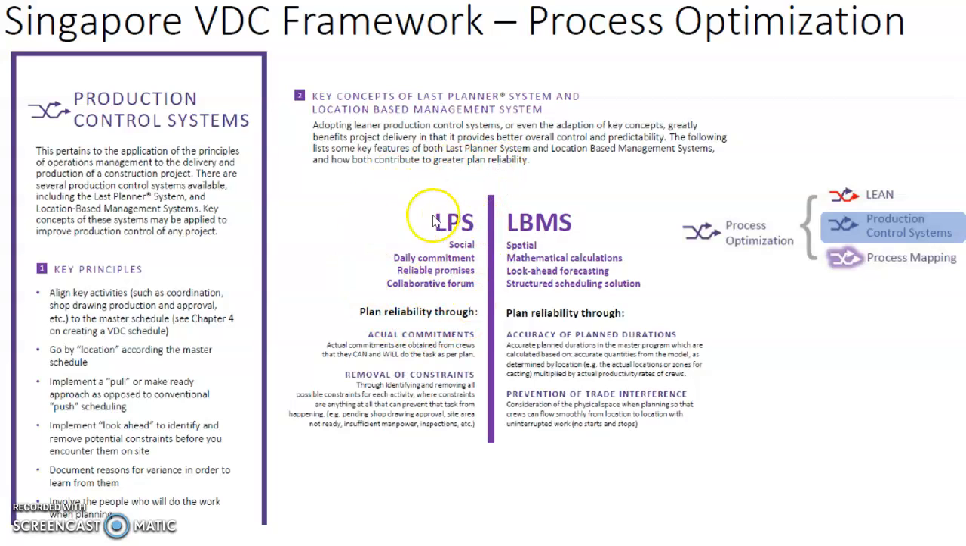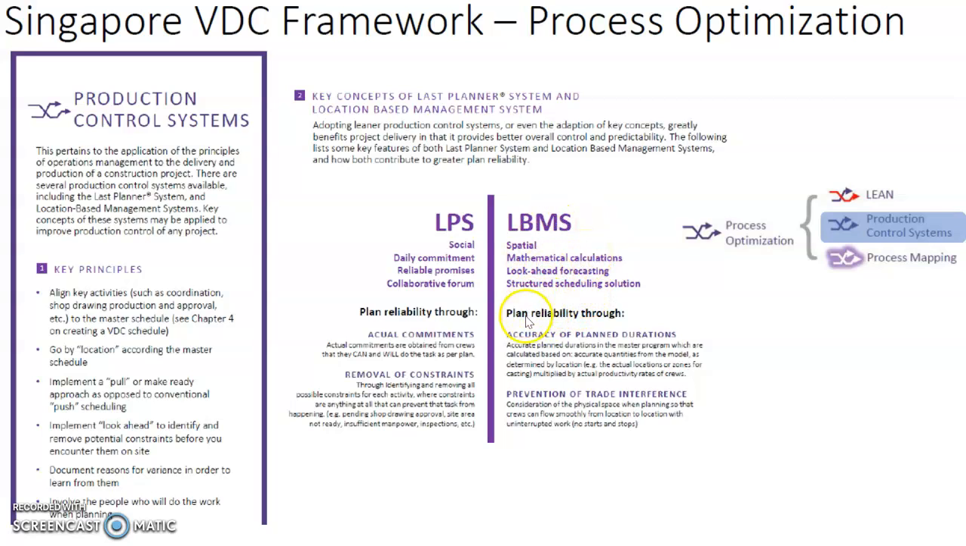So for the last planner system, the plan reliability comes from the actual commitment obtained from the stakeholders that they can and they will do the task as per plan. It also comes from the removal of constraints, through identifying and removing all possible constraints for each activity, where constraints are anything that can prevent the task from happening. That can lead to greater reliability in the plan going through.